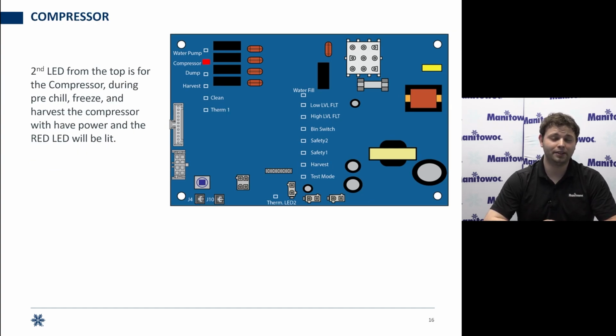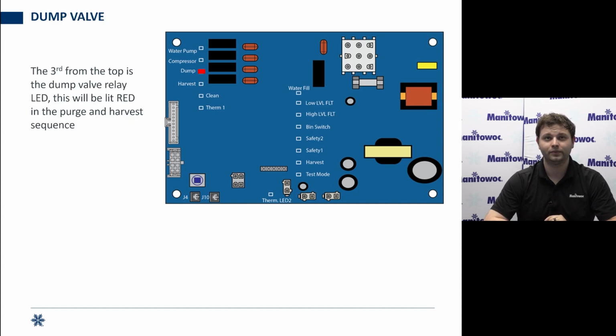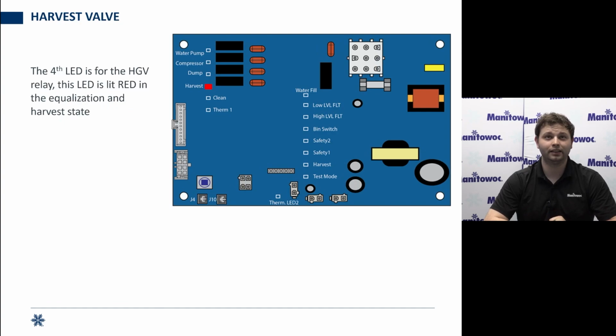Next is our compressor LED. Again, this is just on when your compressor is powered. Normally you'll see this in pre-chill, freeze, harvest, things like that, and it will just be lit red. Our third LED down is for the dump valve. A dump valve will be used during the purge and harvest sequence, things like that, and also will be a red LED.